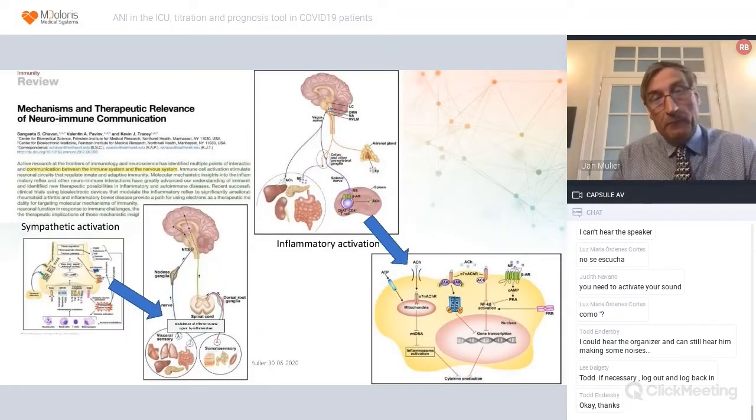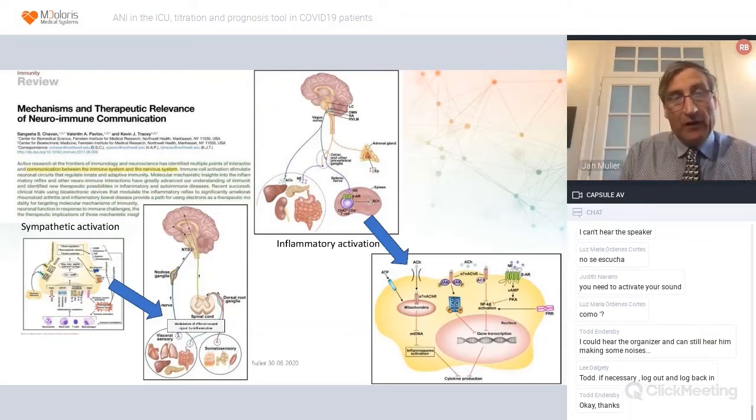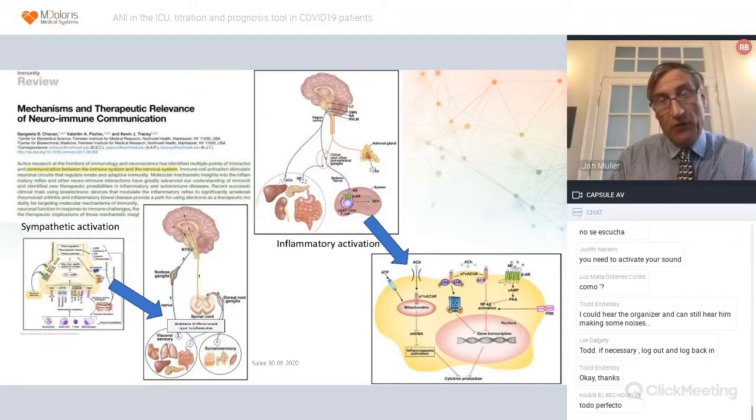The mechanism, if you get an inflammatory infection, there is a very interesting aspect: the sympathetic system activates the inflammatory system, and the inflammatory system is also activating the sympathetic system. And so both systems are very strongly linked. And that's where we will come in with heart rate variability as a tool, not only to measure the sympathetic tone, but also to measure the inflammatory reaction.